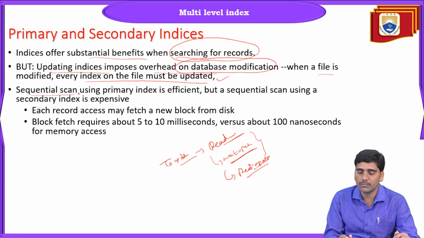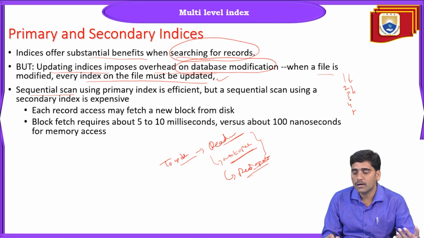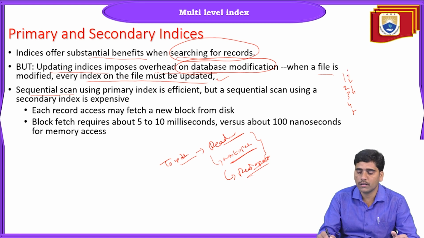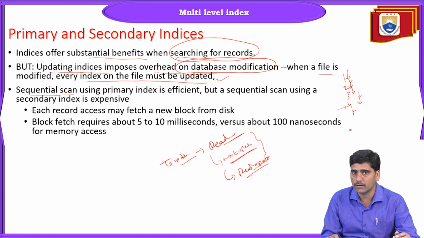A sequential scan is a scan through records in sequential order. Each and every record has to be scanned: one record, then the second, third, and fourth. But by using the index mechanism, we can directly reach the particular record we want to update by maintaining the indexes.